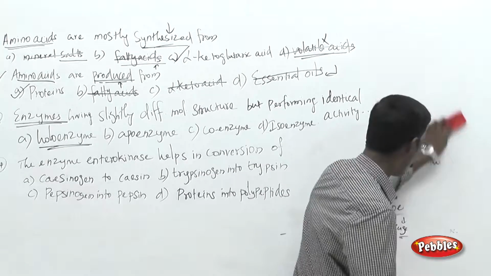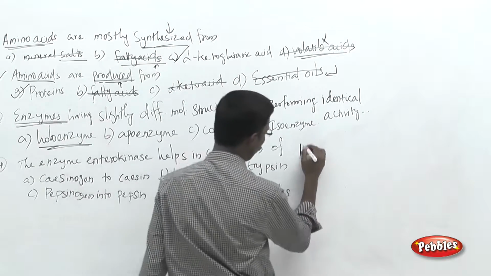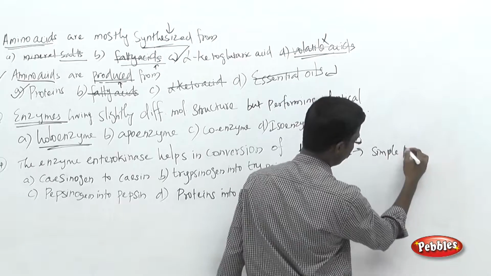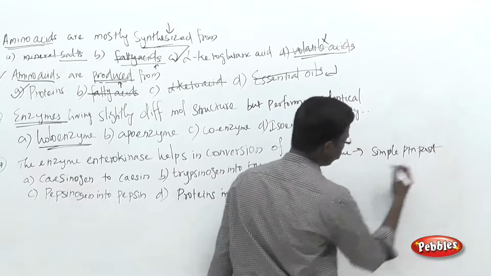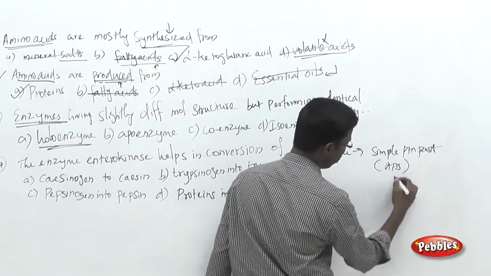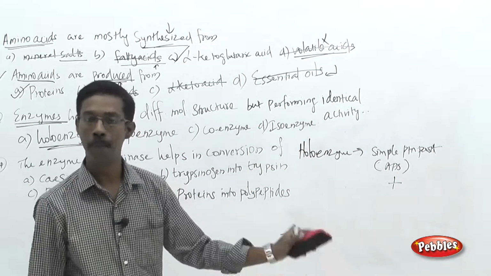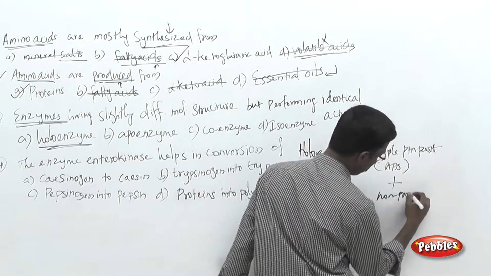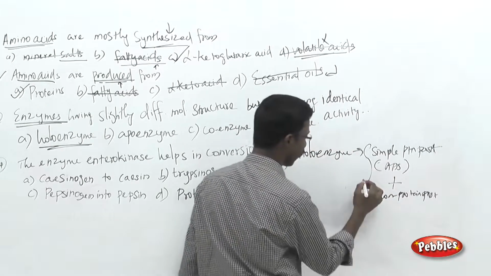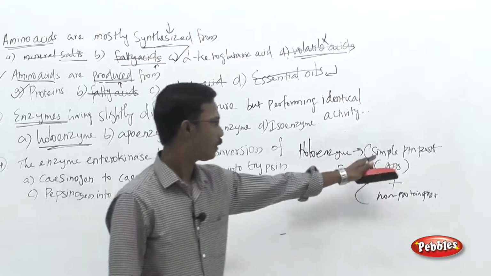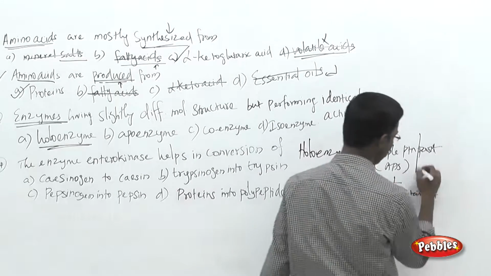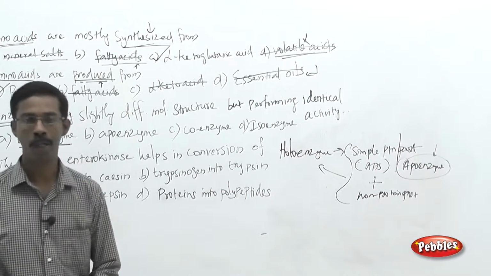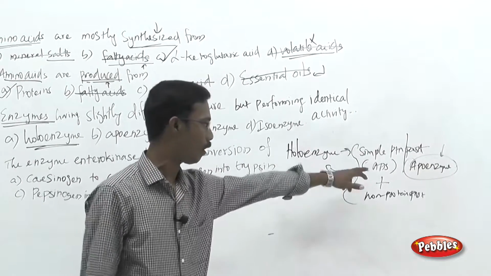That means we can divide the holoenzyme into two sections. One is the simple protein part, that means it is made up of only amino acids, plus some non-protein part that may be present with the enzyme. Together we call this structure the holoenzyme. This simple protein part, made up of amino acids, is called the apoenzyme. So what is an apoenzyme? In a holoenzyme, the protein-only part is called the apoenzyme.